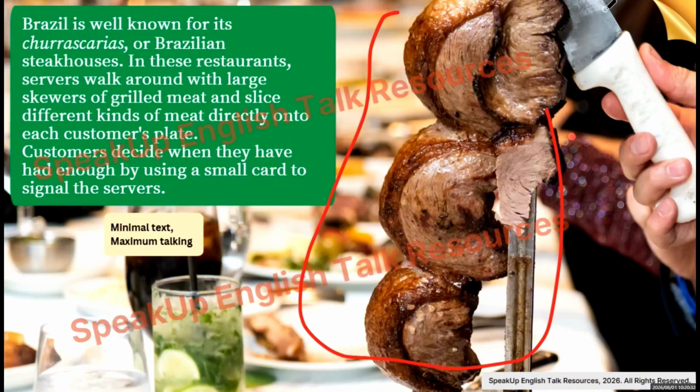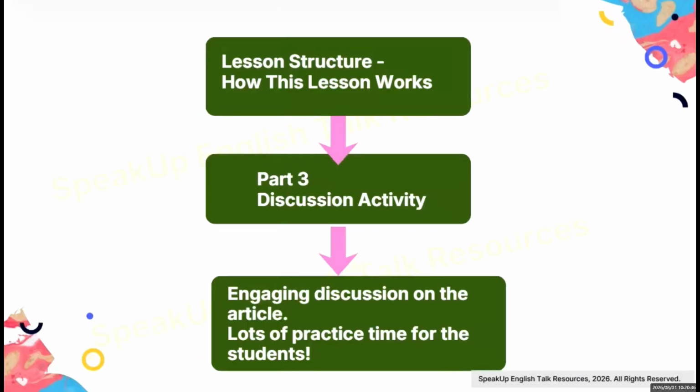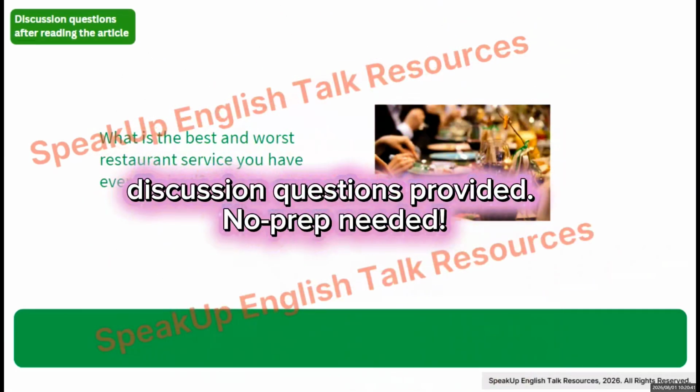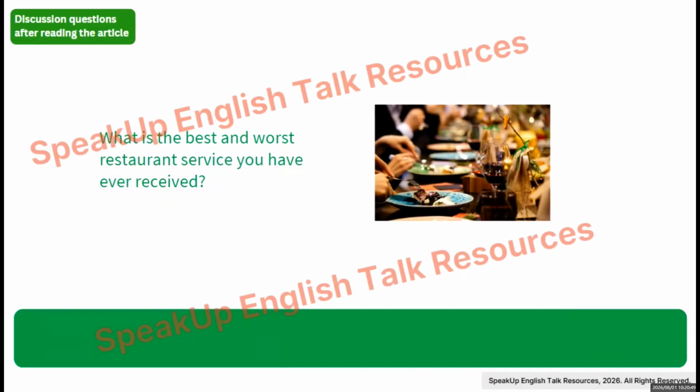And then after the student finishes reading the article, then comes part 3, which is the discussion activity. And I have 8 or 9 of these questions already made for you, so that it saves you, the teacher, the time from having to come up with your own questions to ask the students. But of course, if you do have your own questions that you want to ask, by all means, bring it up. So example here, what is the best and worst restaurant service you have ever received?